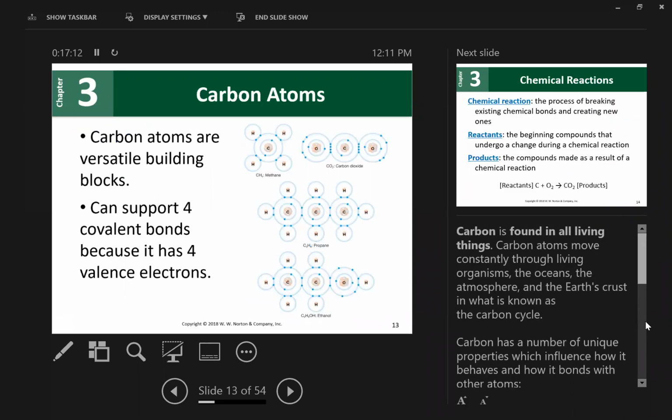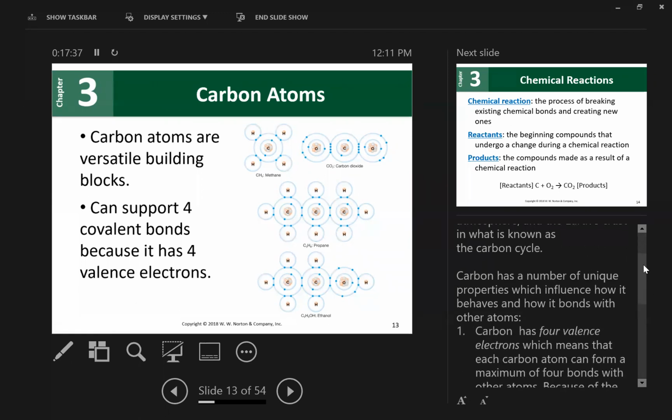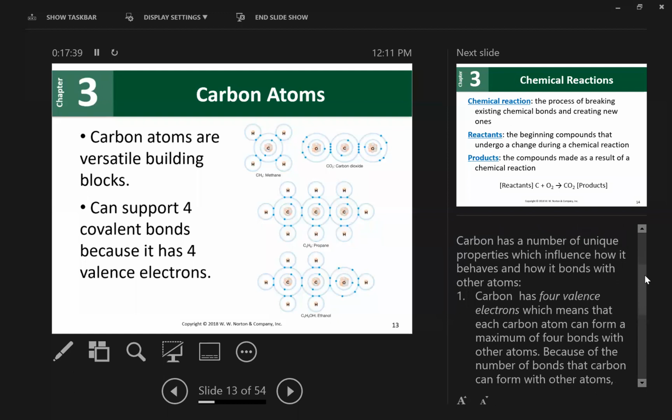Carbon atoms. Carbon is found in all living things. Carbon atoms move constantly through living organisms, the ocean, the atmosphere, and the Earth's crust, and this is all known as the carbon cycle. Carbon has unique properties which influence how it behaves and how it bonds with other atoms. So for one, carbon has 4 valence electrons.